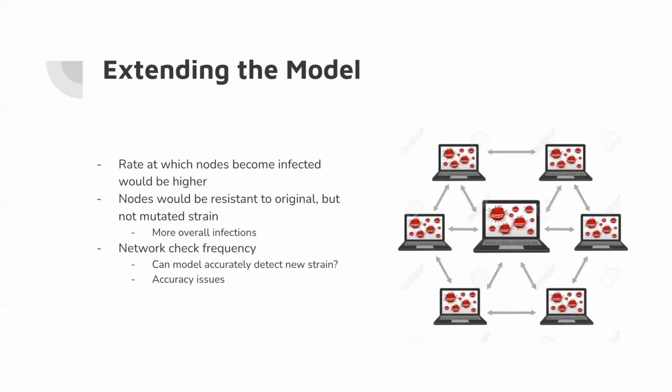Now we'll look at extending the model. As we know from COVID-19, viruses have the ability to mutate and spread different variants. Similarly, a network virus can do the same thing. The rate at which nodes become infected with the mutant virus would be higher than the original strain because nodes that are resistant to one strain of the virus will not be resistant to the others. Given the nodes in our model become immune to the original virus, we believe that different variants of the virus would lead to more infections overall.